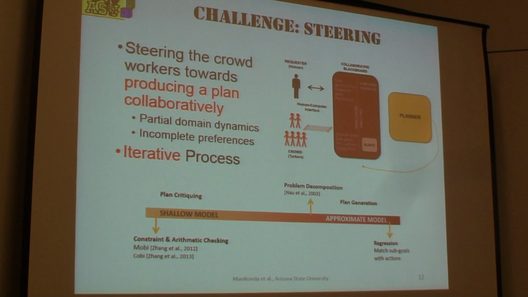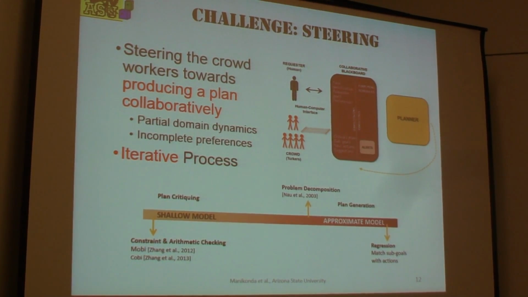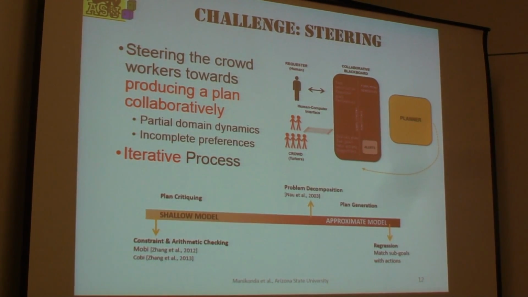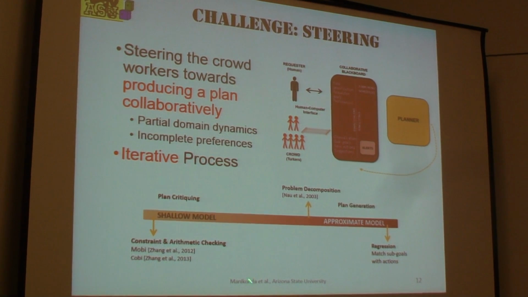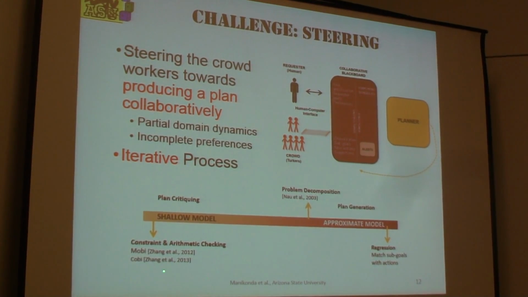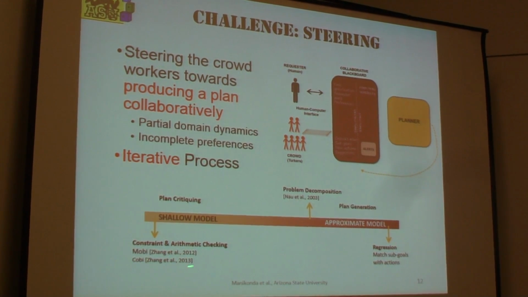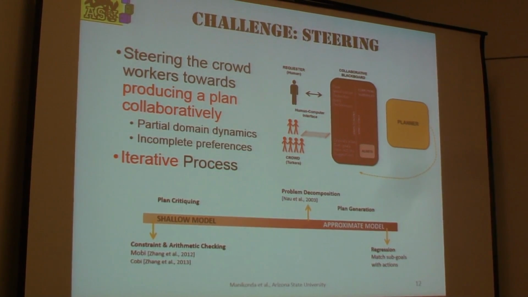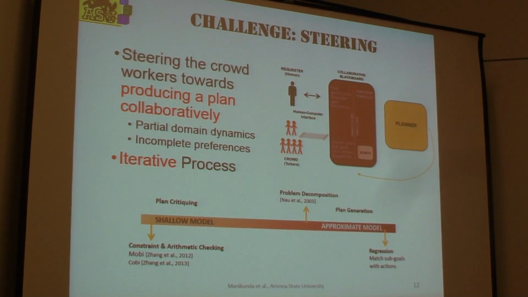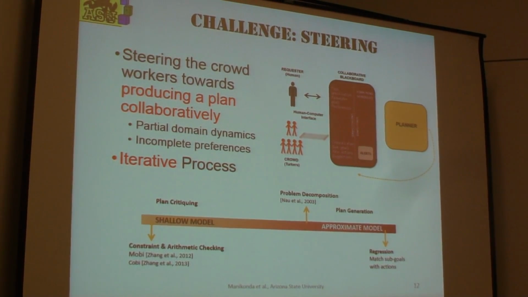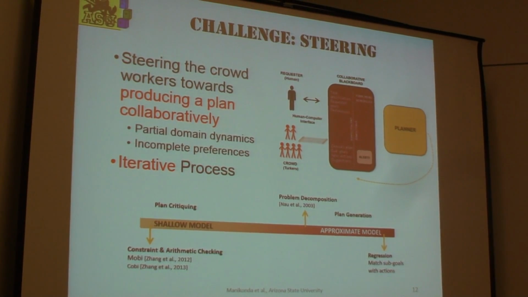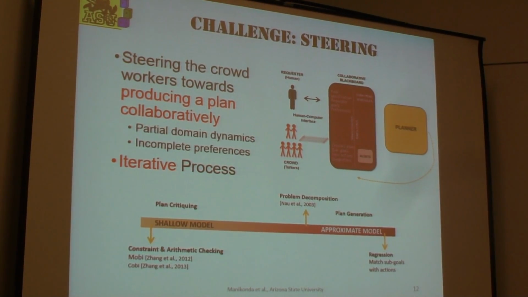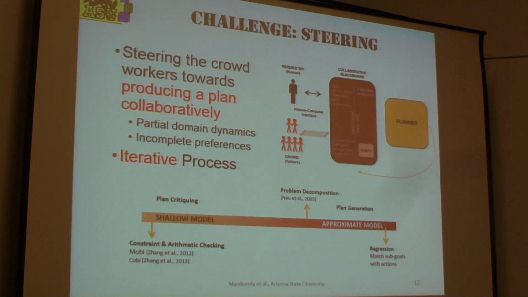So again, here you have a spectrum of models that you're dealing with. You could have possibly a very, very shallow model, so there's not really that much information or structure in your model. So maybe you can only do basic things like constraint checking, arithmetic checking, and there's actually been work in human computation on doing that sort of thing. In fact, this work, the MOBI system by Haoqi Zhang et al., was one of the first systems to look at this problem of crowdsourcing in the context of automation, and we are sort of trying to take their work to the next logical step. All the way to where you may have some approximate notion of your models, in which case you can do things like generating sub-goals from your current plan and so on. So that's the second challenge of steering.